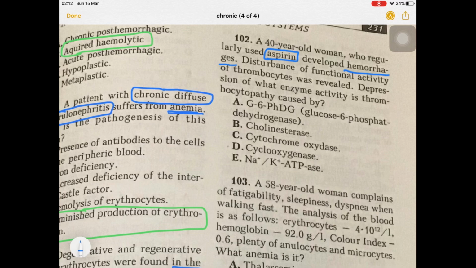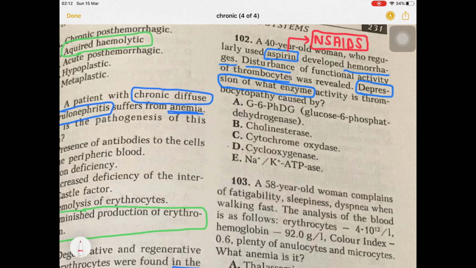So disturbance of the functional activity of thrombocytes was revealed. Thrombocytes are not working well over here. And depression of which enzyme are they asking? As I told you just now, they are COX inhibitors. Aspirin is an NSAID, and non-steroidal anti-inflammatory drugs are also in the category of non-opioids. And depression of which enzyme? Obviously this is the COX inhibitor, right?